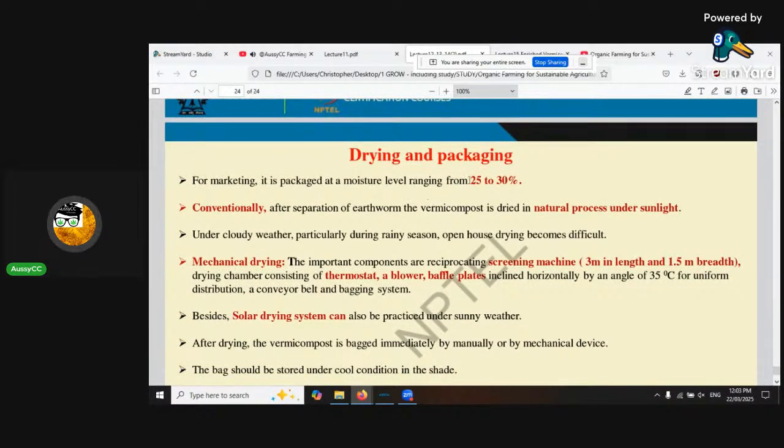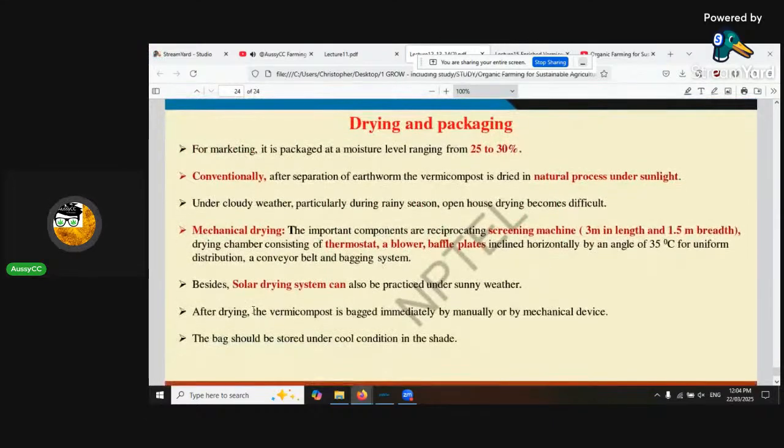Packaging. When you want to package it, the moisture is the most key thing, about 25 to 30%. Conventionally, after separation of earthworms, the vermicompost is dried in a natural process under sunlight. What does sunlight do? The UV might hurt something. Anyway, under cloudy conditions, particularly rainy season, open drying becomes difficult. So there are a few drying methods you can use if you want.